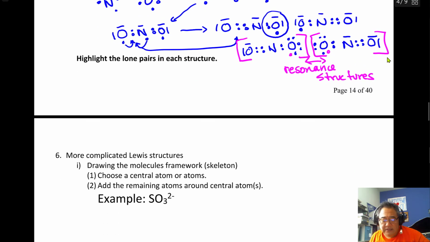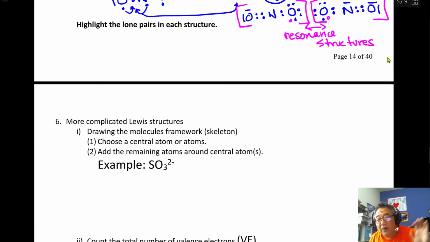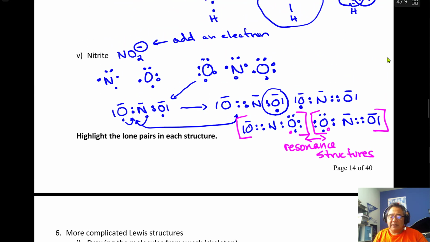All right, so that is the simple way of drawing Lewis structures. It says highlight the lone pairs in each, but I think you understand that the lone pairs are these guys here. These are all lone pairs. I think it would be too much to go back through and do all the lone pairs. The bonded pairs are the ones between the atoms, and the lone pairs are on the outside.